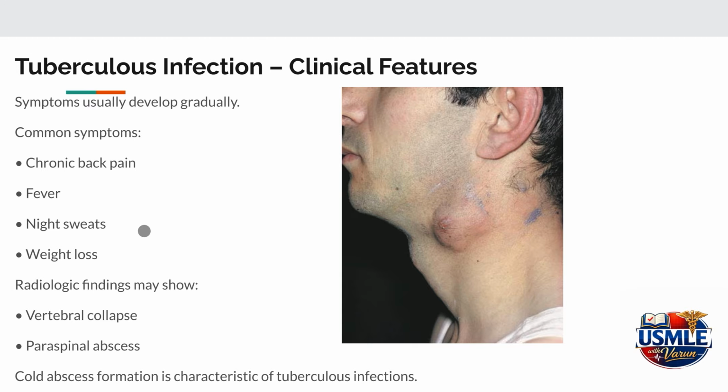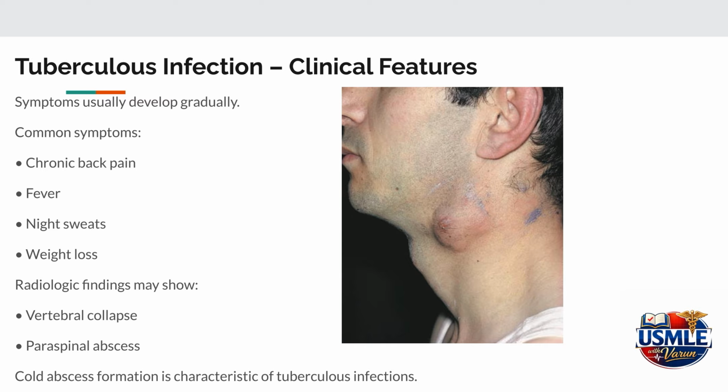Tuberculous bone infections typically develop gradually, and may initially produce very mild symptoms, but patients often present with chronic back pain, which gradually worsens over time. Systemic symptoms of tuberculosis may be present, like fever, night sweats, and weight loss. Radiological imaging may reveal vertebral collapse, bone destruction, and sometimes paraspinal abscess formation. This paraspinal abscess is definitely a characteristic feature.